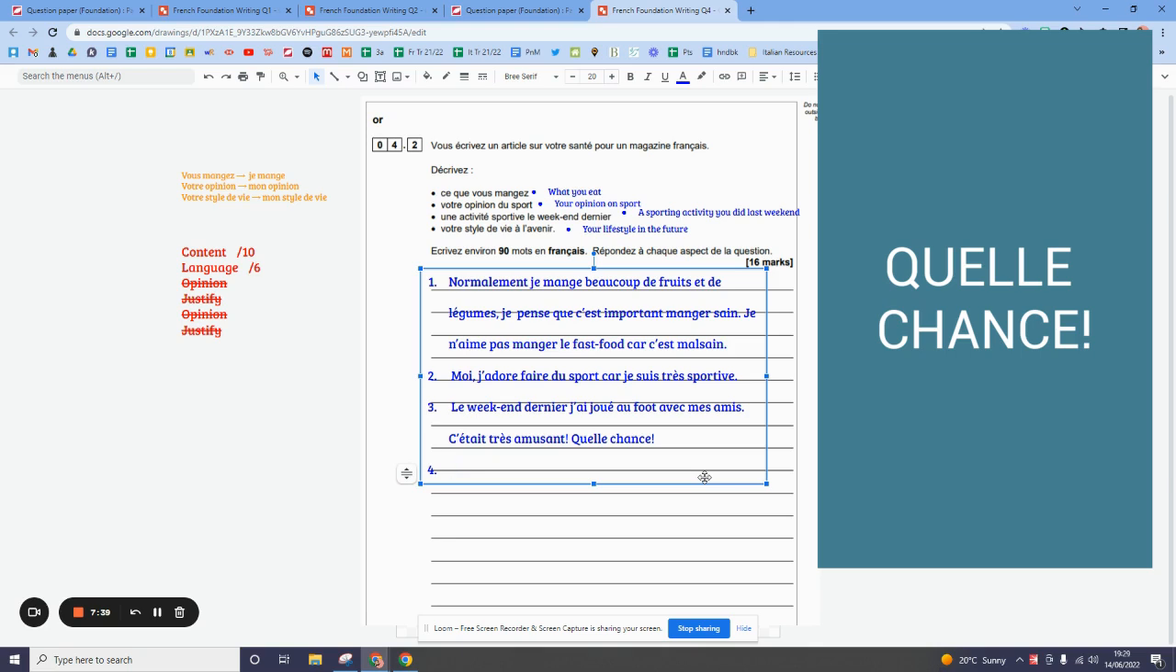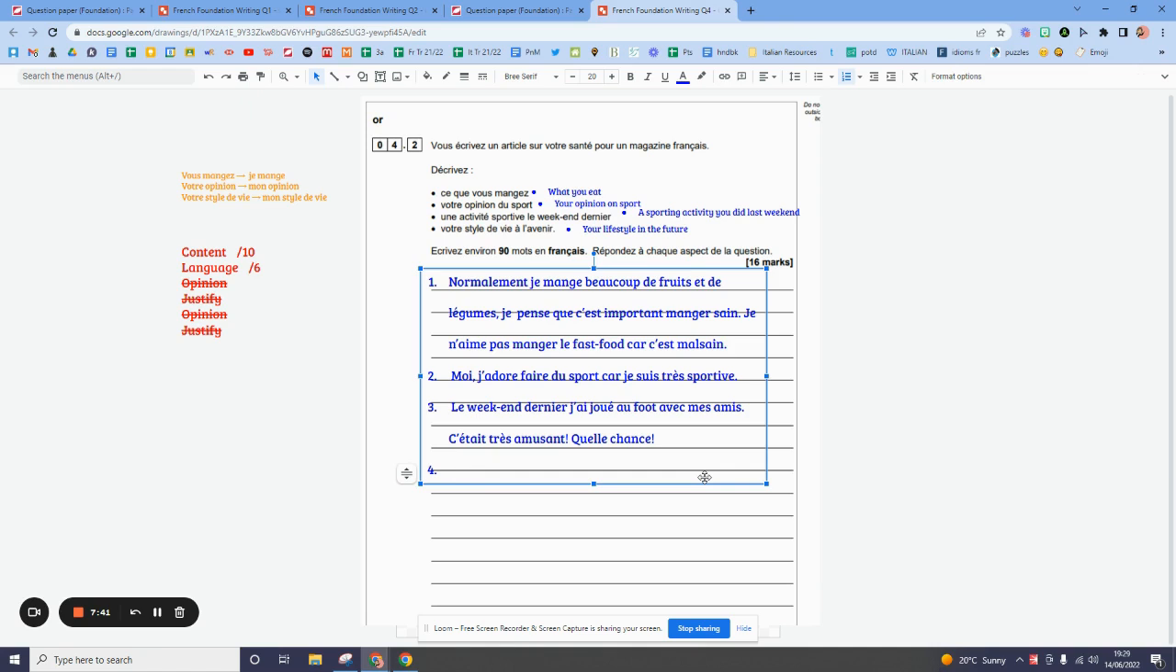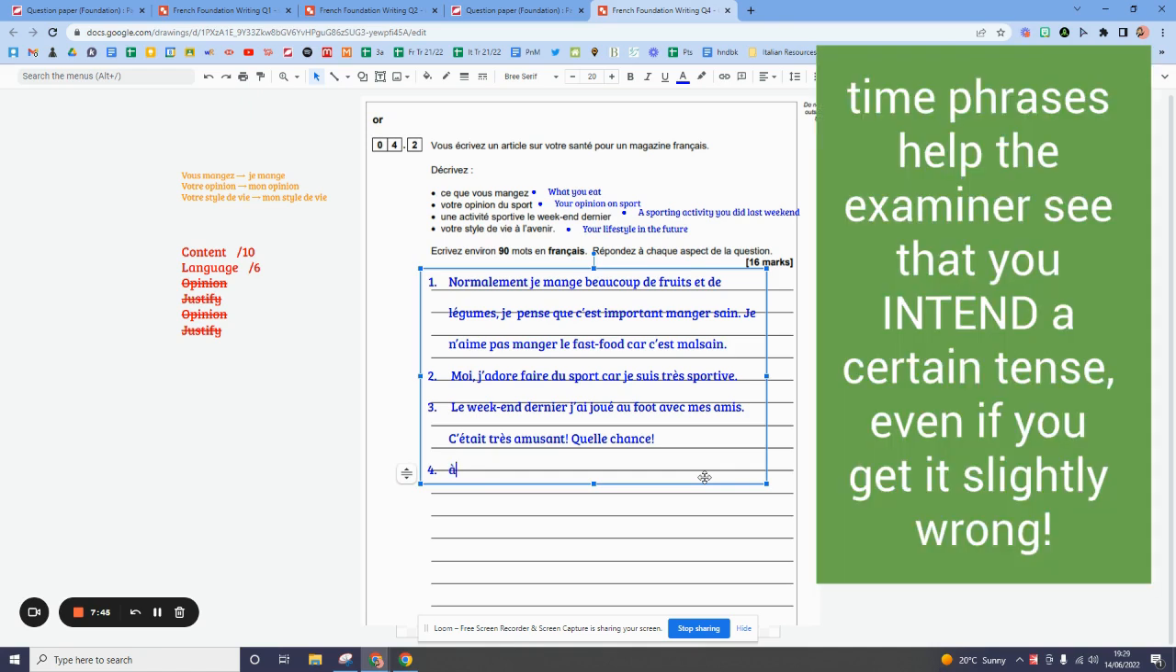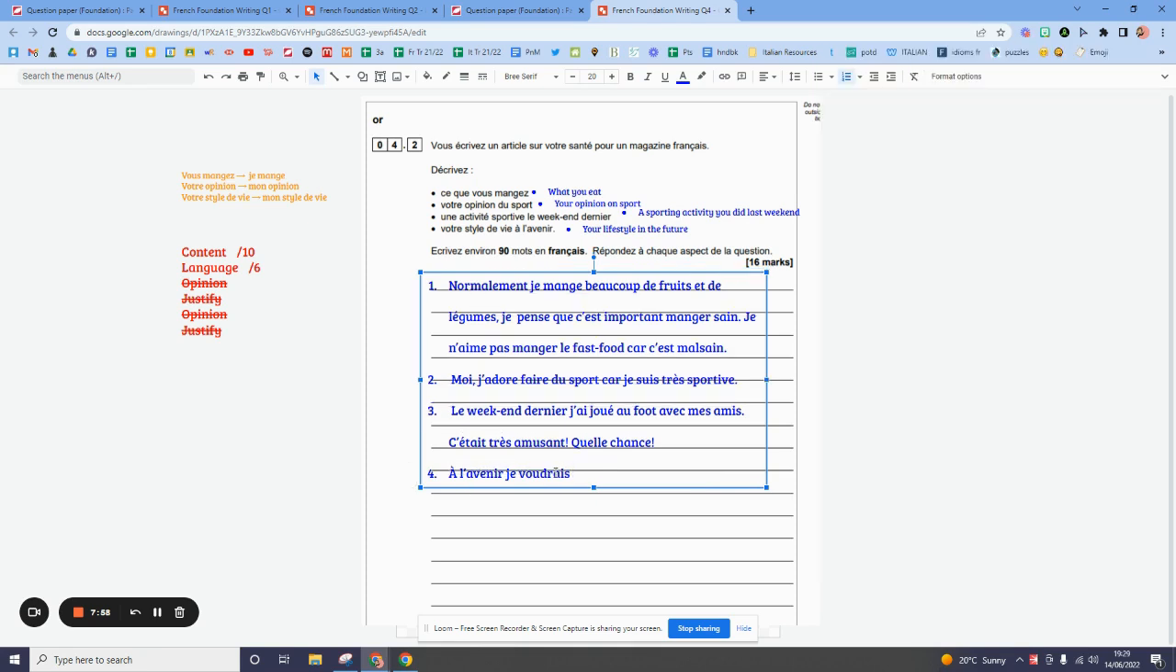And lastly, votre style de vie à l'avenir, your lifestyle in the future. So we're thinking future tense. Let's put our time phrase in because they've already given it to us. À l'avenir, you could put dans le futur. You want to say, I would like. So I've got my future tense indicator here, followed by my future tense or conditional tense verb. À l'avenir, je voudrais faire plus de sport. I would like to do more sport.